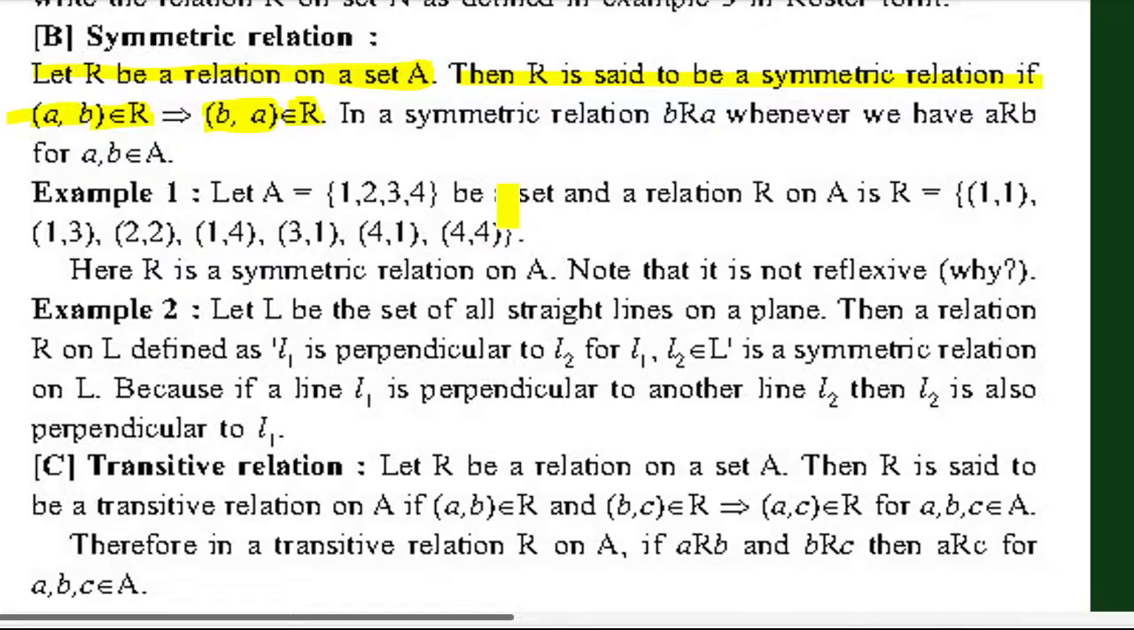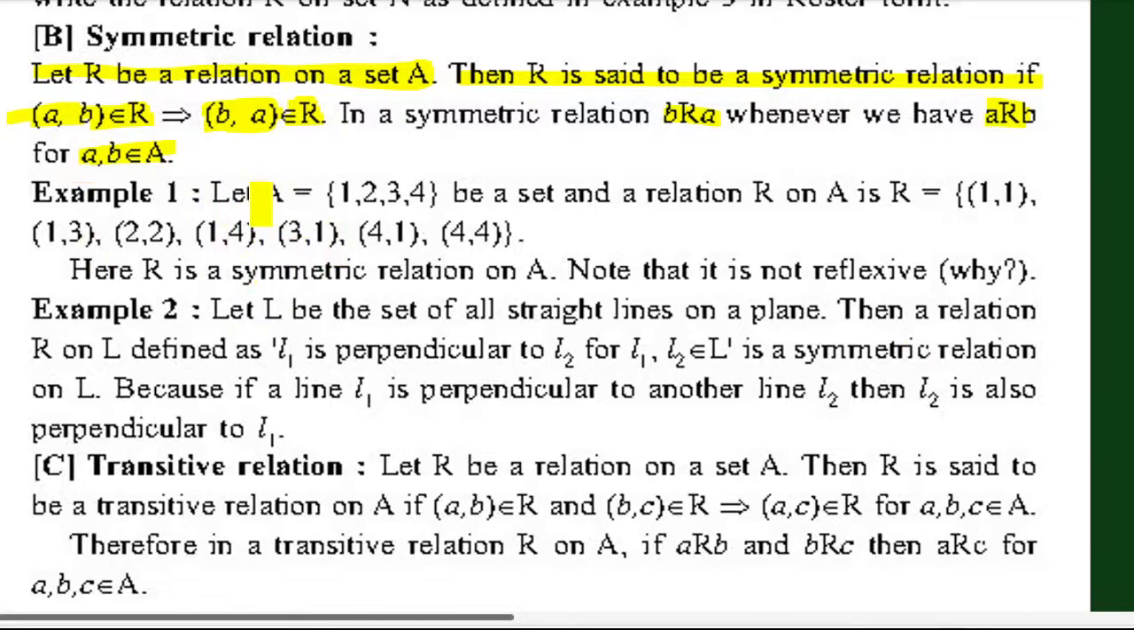In a symmetric relation, B is related to A whenever we have A related to B. So we will have this too. That means a relation and its inverse must be present together, for (a,b) belonging to R. This is our symmetric relation.